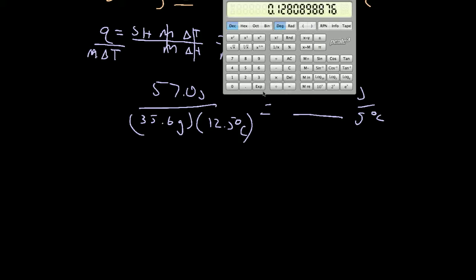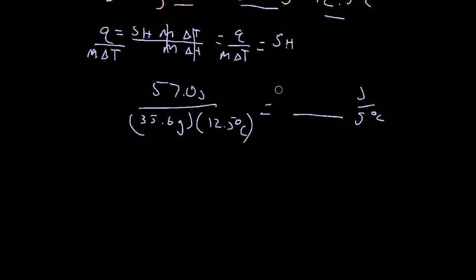Alright, and that's going to equal 0.128. And I'd stop there because I have 3 significant figures overall in my problem here. Got 3 there, 3 there, 3 there. So 0.128 would be my final answer. And that's joules per gram per degree Celsius.